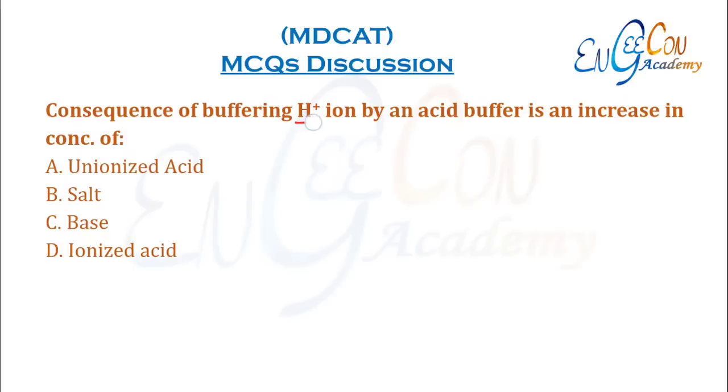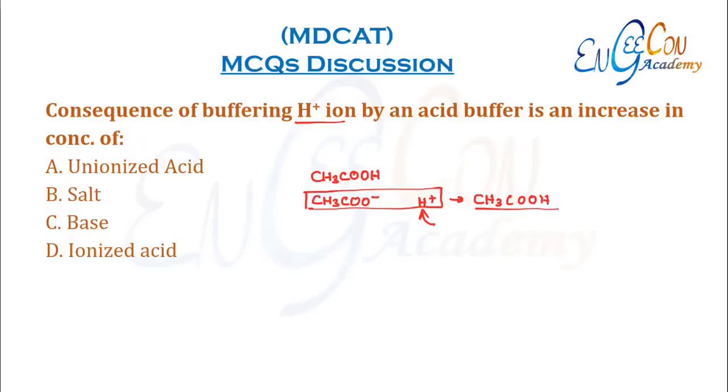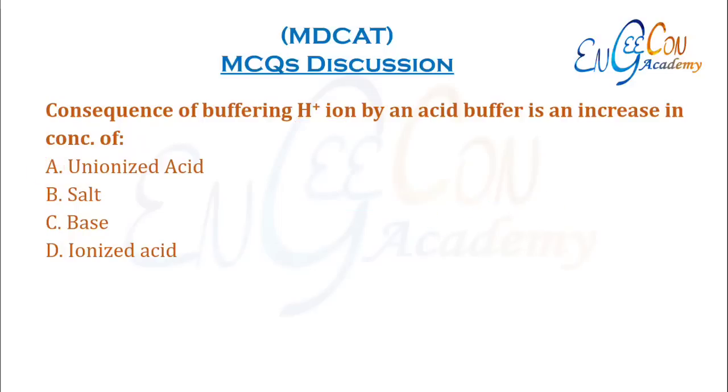Consequence of buffering H plus ion by acid buffer is: this is basically an acid buffer, which contains a weak acid and a salt with a strong base. Whenever H plus ion is added, the salt ion accepts this H plus and gets converted into neutral acid. So if buffering is done of H plus, it leads to an increase in concentration of unionized acid.